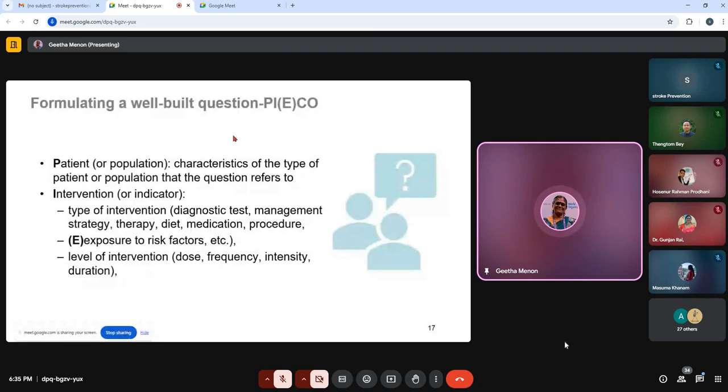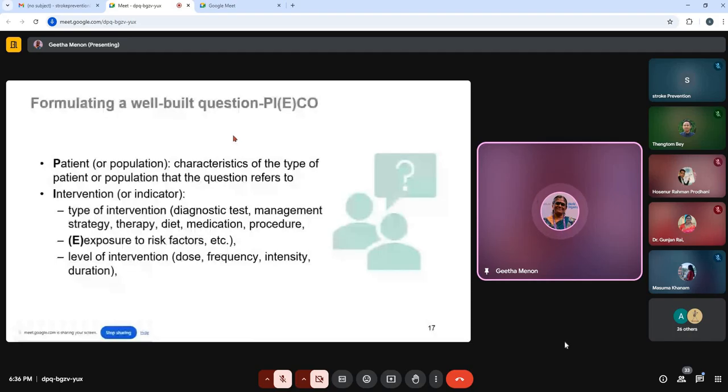It could be a medical intervention, it could be a diagnostic test, it could be therapy, it could be a procedure, it could be a management strategy, it could be a diet therapy. Any intervention that is done by the researcher on an individual patient is called intervention. And it could also be an exposure. Say, for example, when we are to systematically review observational studies, the level of intervention or the dosage or the frequency or the duration of the treatment, all this becomes the exposure.